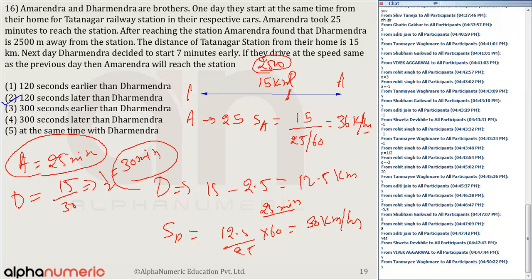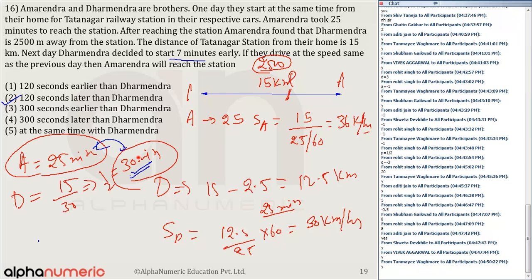तो अब बताओ मुझे क्या होगा इसका आंसर। Next day Dharmendra decided to start 7 minutes early और अमरेंद्र अपने यूजुअल टाइम पे जा रहा है। ठीक है, तो इसने 7 मिनट पहले स्टार्ट किया ना, तो 30 मिनट्स उसे अभी भी लगेंगे ही लगेंगे। सो 25 + 7 = 32। ठीक है, so 32 - 30, the answer is equal to 120 seconds.